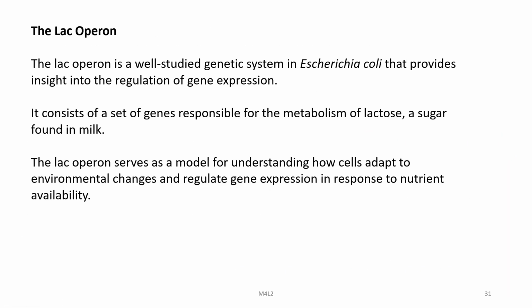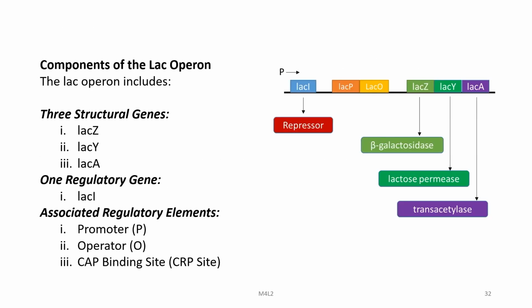The lac operon is a well studied genetic system in Escherichia coli that provides insight into the regulation of gene expression. It consists of a set of genes responsible for the metabolism of lactose, a sugar which is found in milk. The lac operon serves as a model for understanding how cells adapt to environmental changes and regulate gene expression in response to nutrient availability. So, what are the different components of the lac operon? It has 3 structural genes, the lacZ, lacY and lacA genes.